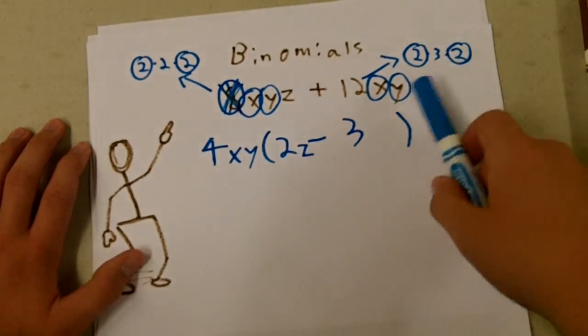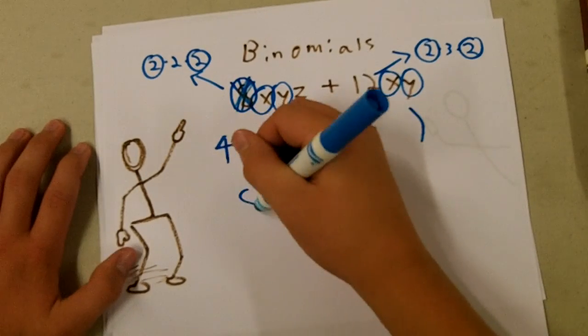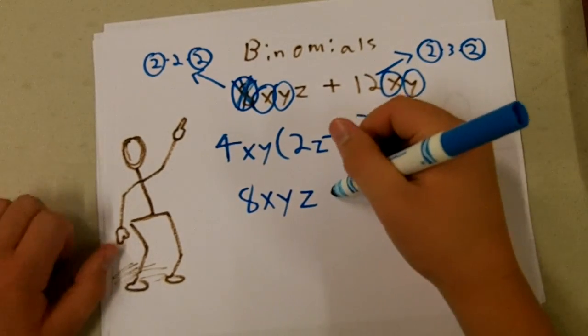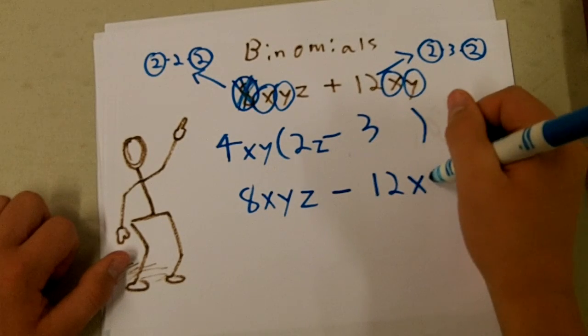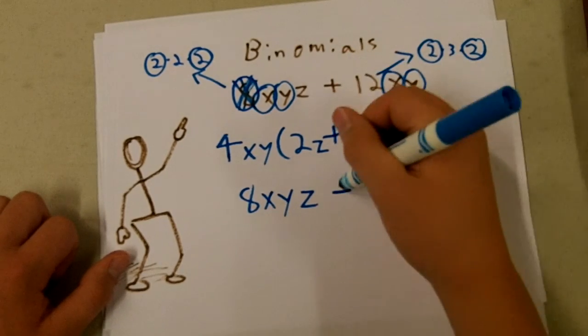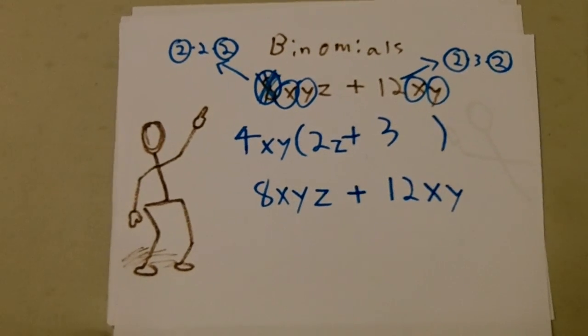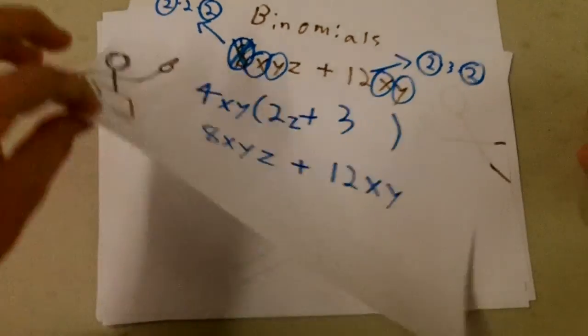And when we multiply this out, we get 8xyz minus 12x. Plus 12xy. My signs were wrong for a second there. So that is how we do one binomial. Now let's do one that's a little different.